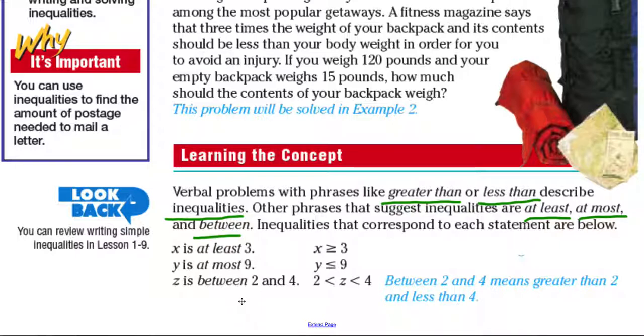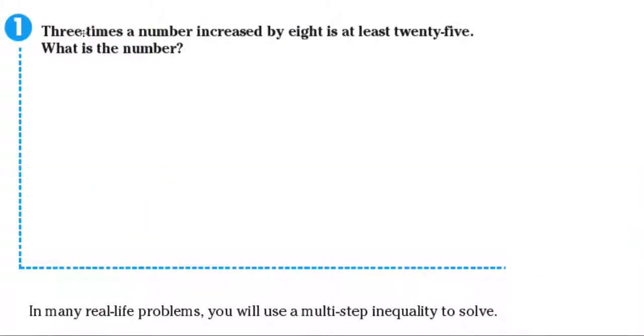So let's see how this works in example number 1. 3 times the number increased by 8 is at least 25. What is the number? Again, like any word problem, we start off with a let statement. So let x represent the number and write an inequality because it says at least 25. So the phrase at least means it's an inequality.